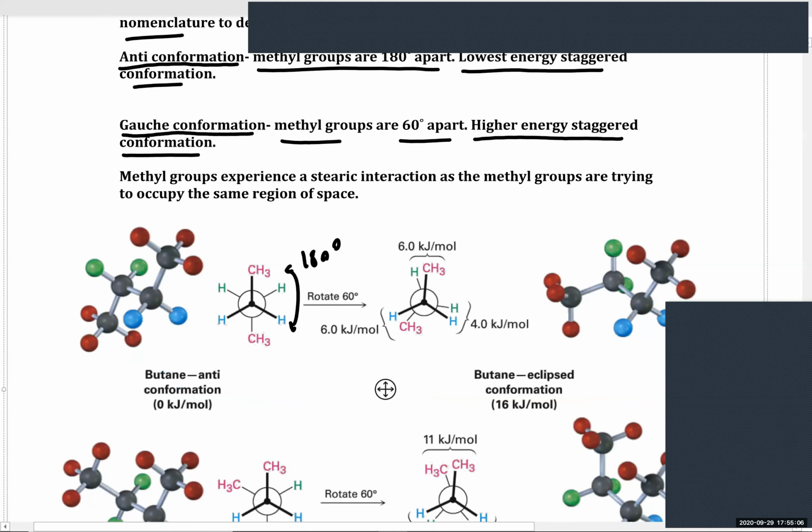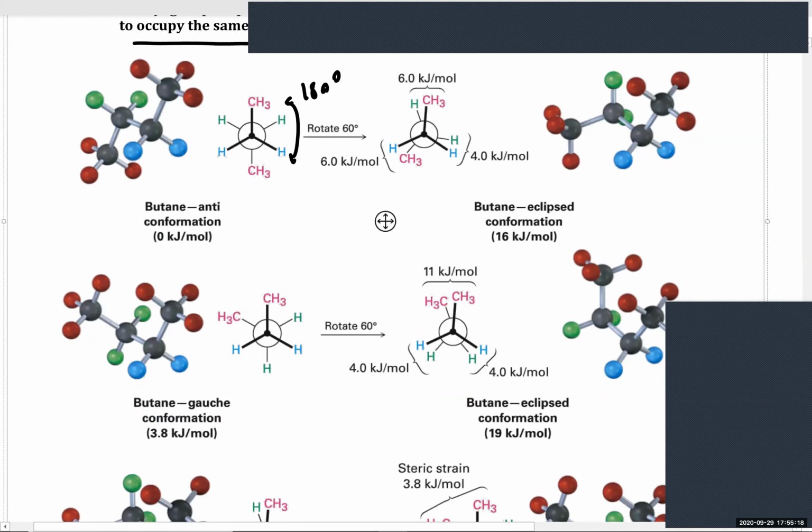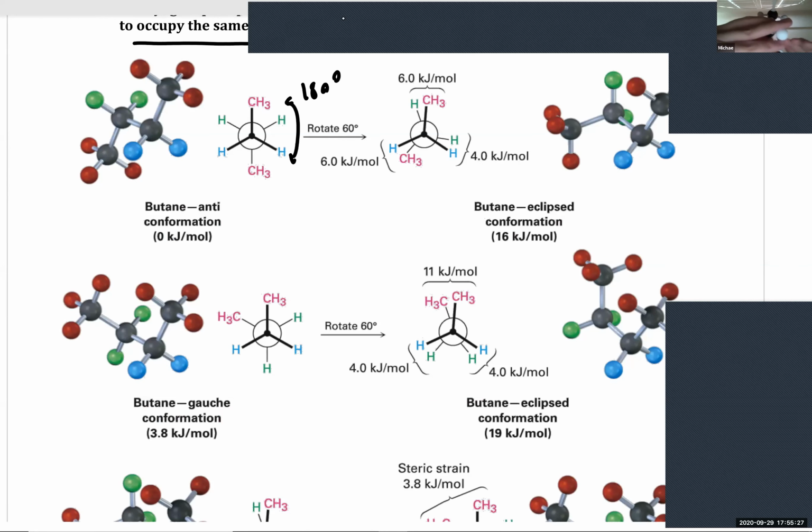Now, the methyl groups experience a steric interaction as they are trying to occupy the same region of space. So we've seen our first eclipsed conformation. Let's look at our gauche conformation. To showcase this, the gauche conformation occurs when we have a 60-degree separation between our bulky substituents. Let me showcase this way. This way is better because it matches the notes.